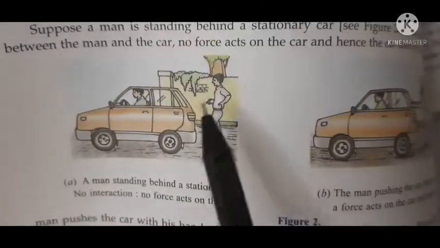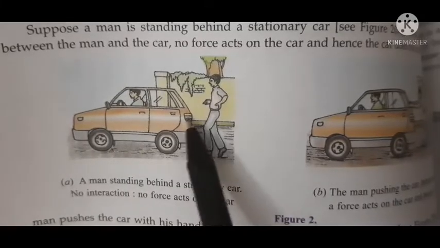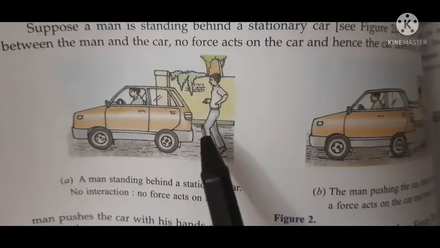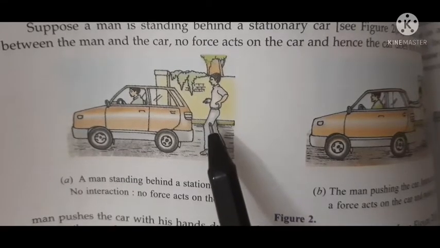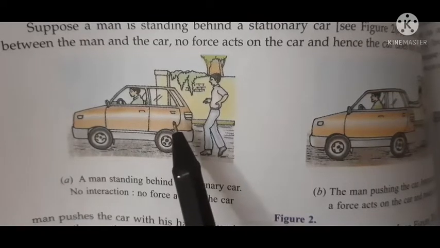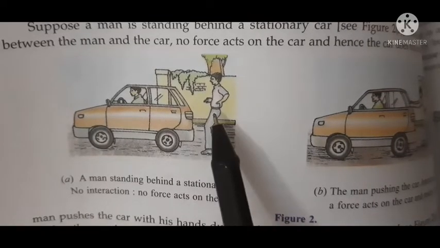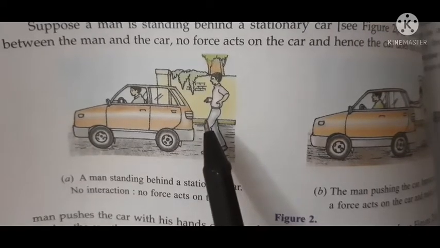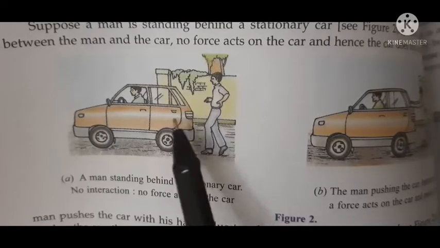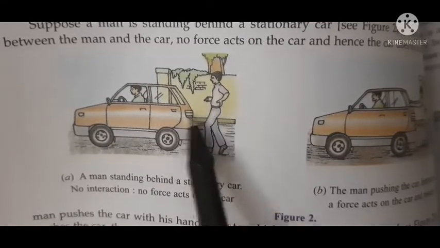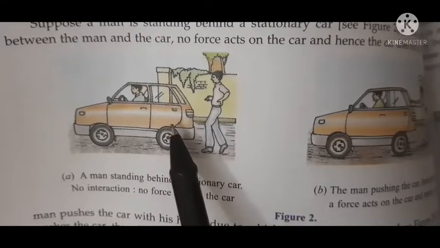Now you see this example. Here you can see very clearly, please see in your books also, this is a car and this is a man standing behind the car. Now what is happening? Nothing is happening, the car is not moving. Why? Because the two bodies are far from each other. The man and the car are not touching each other, they are not interacting with each other. So nothing is happening. Interaction is not there between the two objects, that is the man and the car.